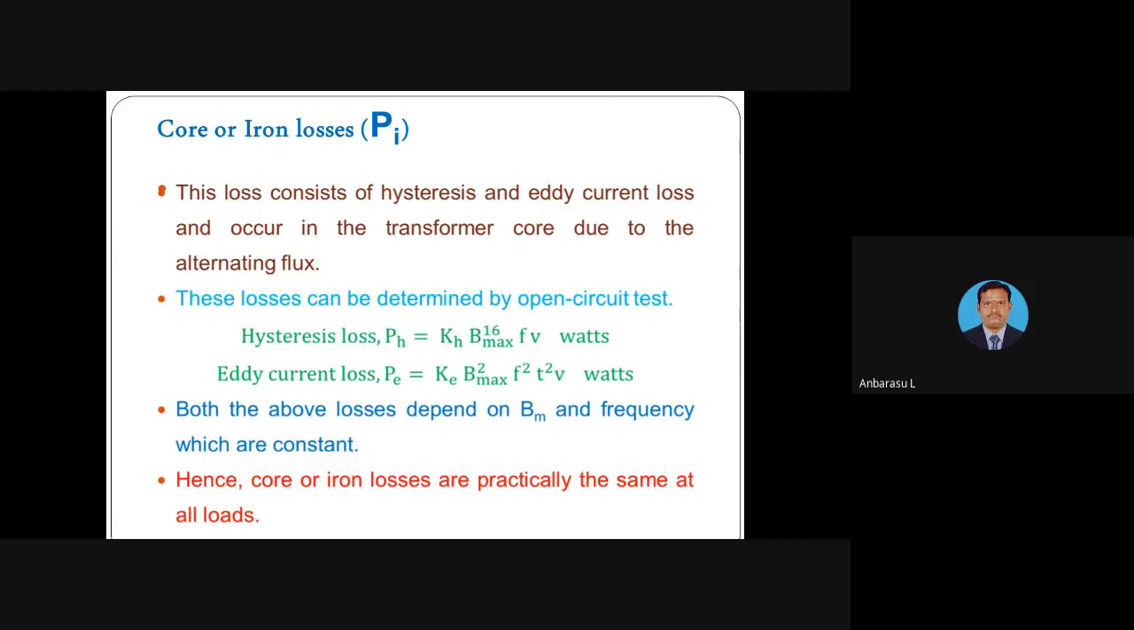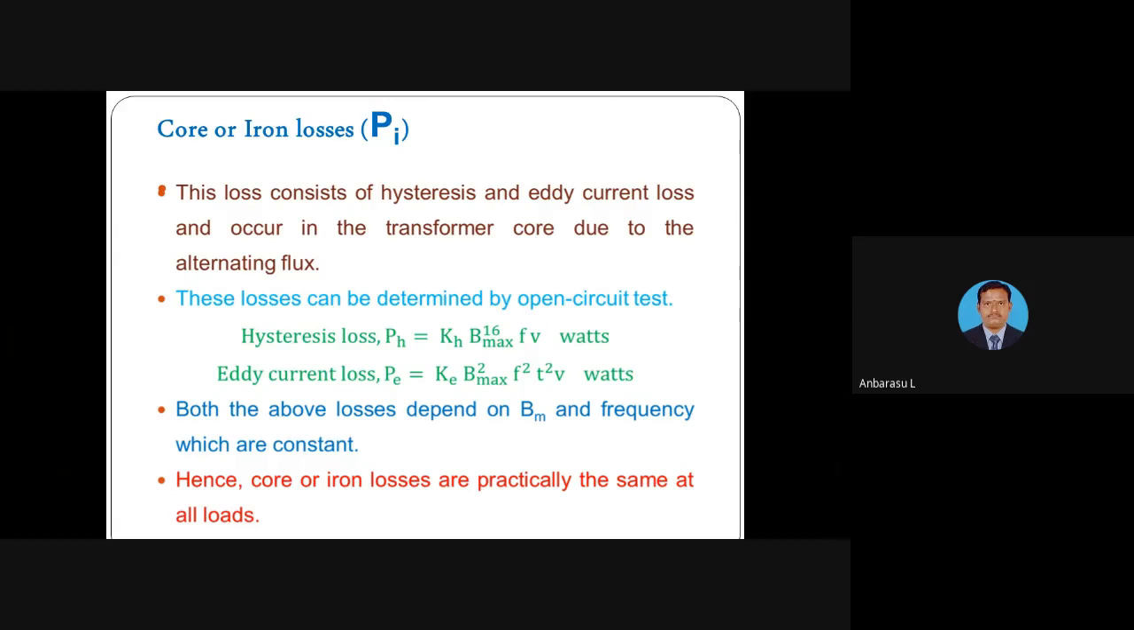The hysteresis loss is given by Ph = KH B maximum 1.6 F V watts. It is the formula for the hysteresis losses. KH is the constant parameter, B maximum is the flux density, F is the frequency of the supply, and V is the voltage applied to the transformer.